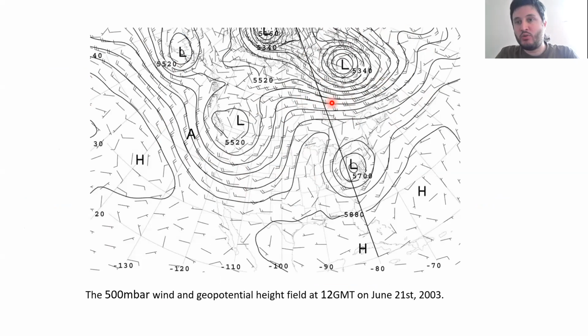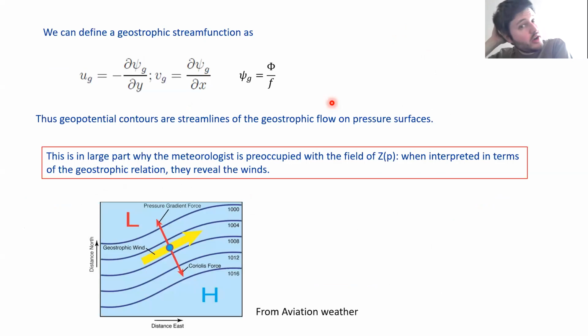So you see that the geostrophic component of the wind is very small, but still it's very important because it gives evolution to the weather. Okay.